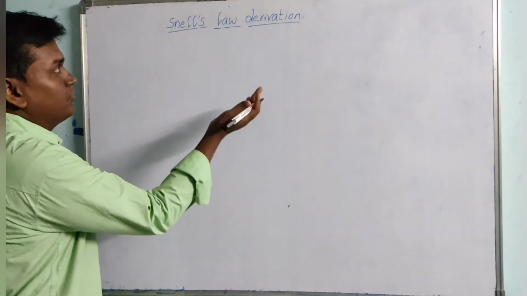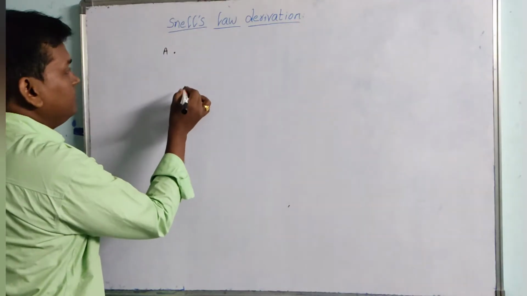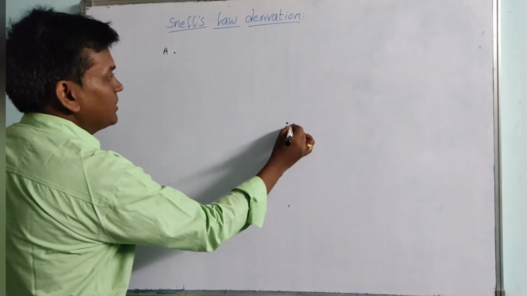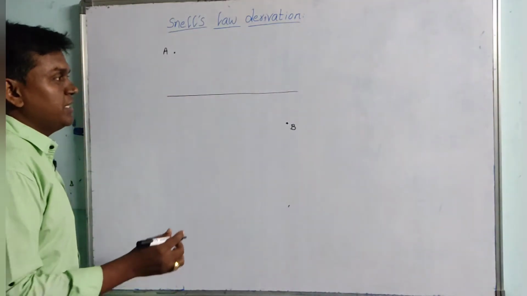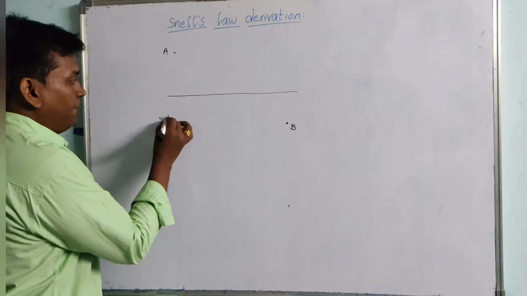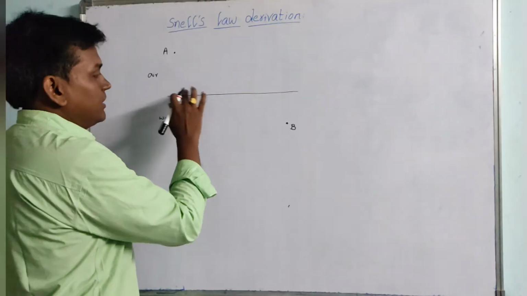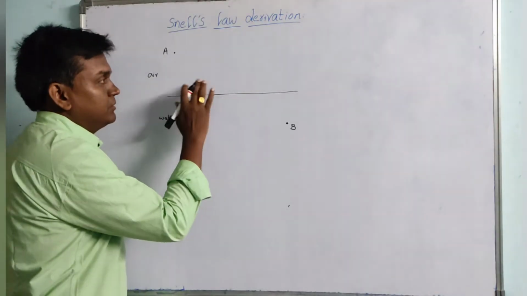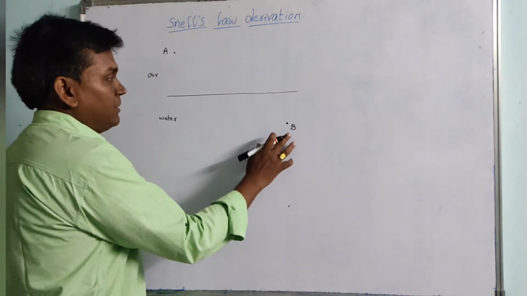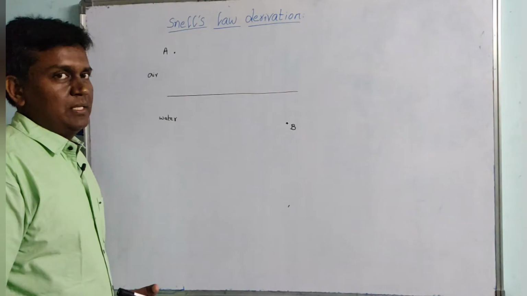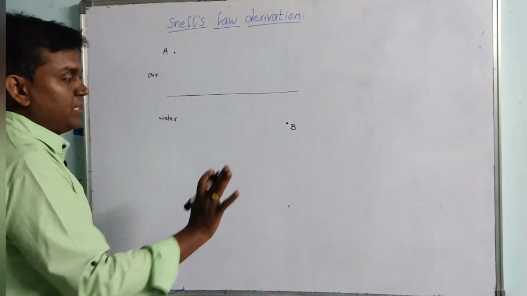For this we are considering a situation. Here there is a person A and here is a person B. This is the interface of separation of two mediums, as this is water and this is air. That means a person is in air, on the land of the seashore, and a person unfortunately slipped into the water. So here B is screaming for help and A saw B. So A has to protect B.